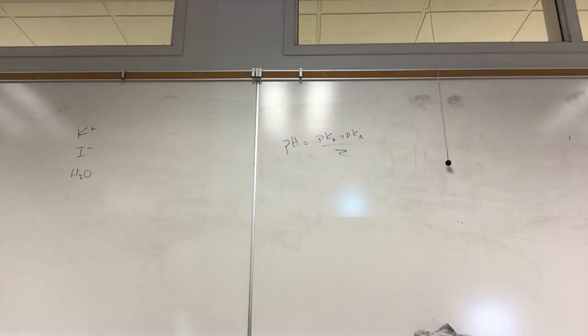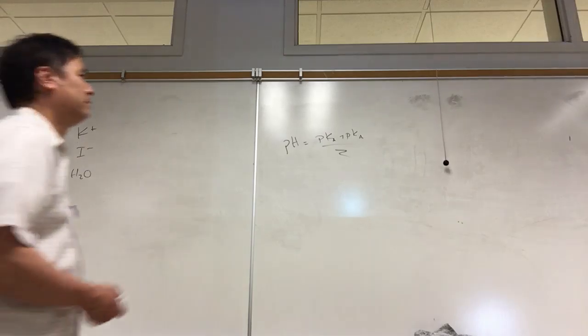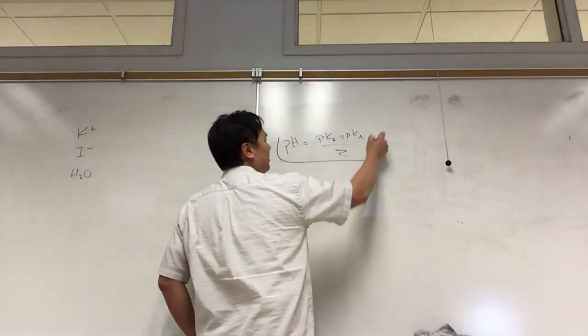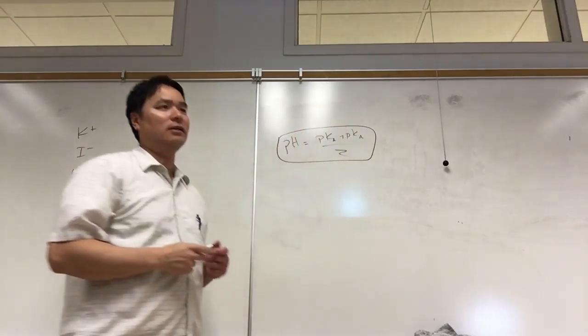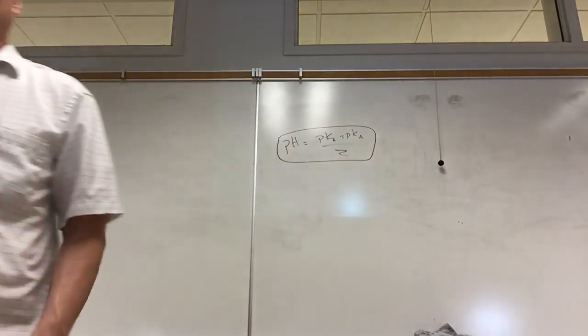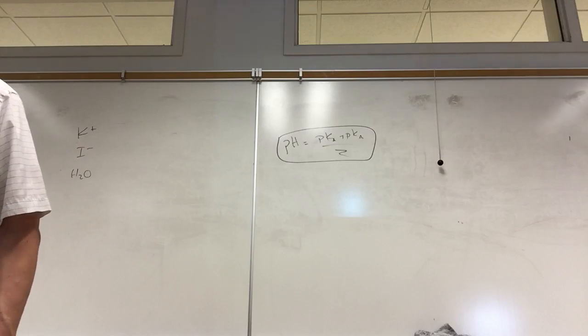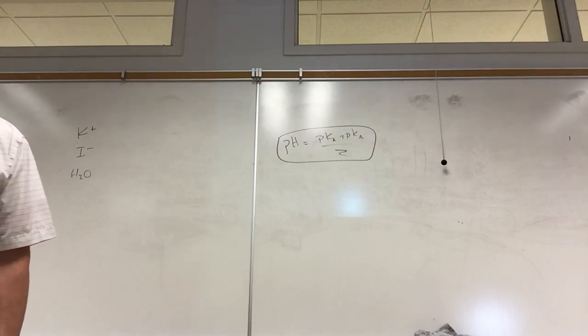That equation is only used when you have what? Not diprotic. This equation is used only when you have an amphoteric. And so how do you know when to use it? When you have an amphoteric species.